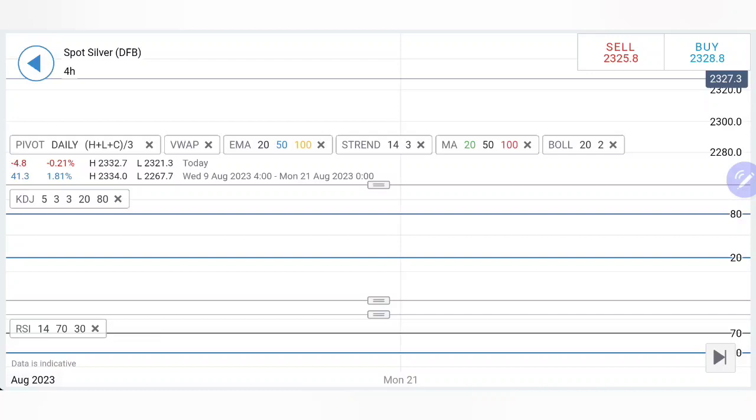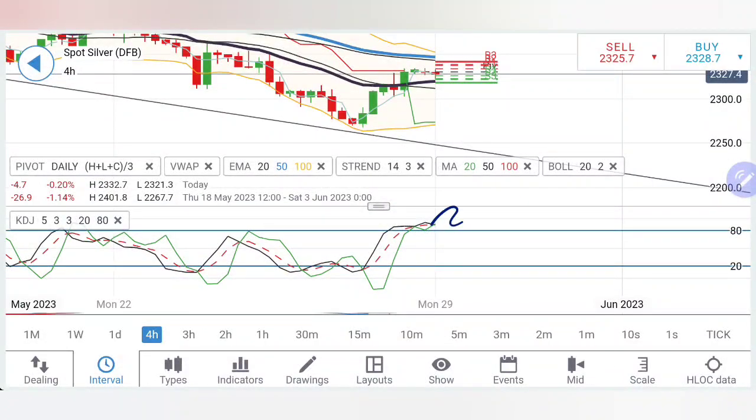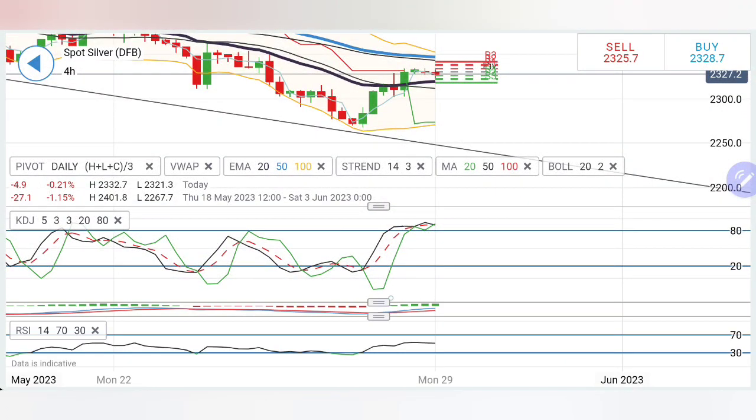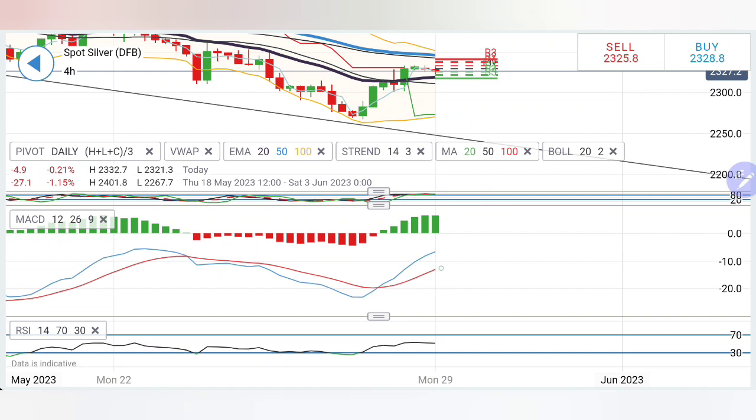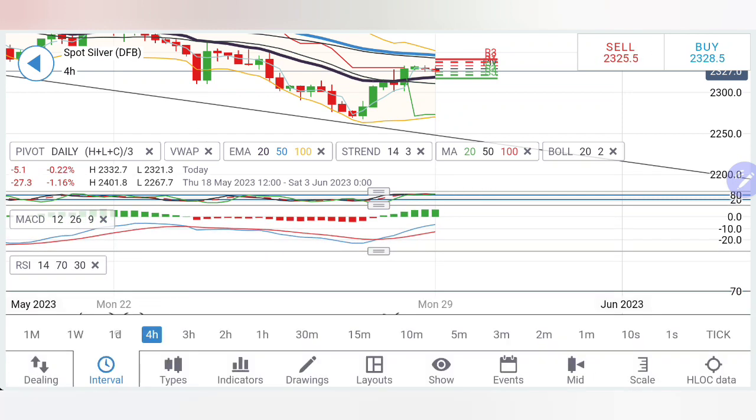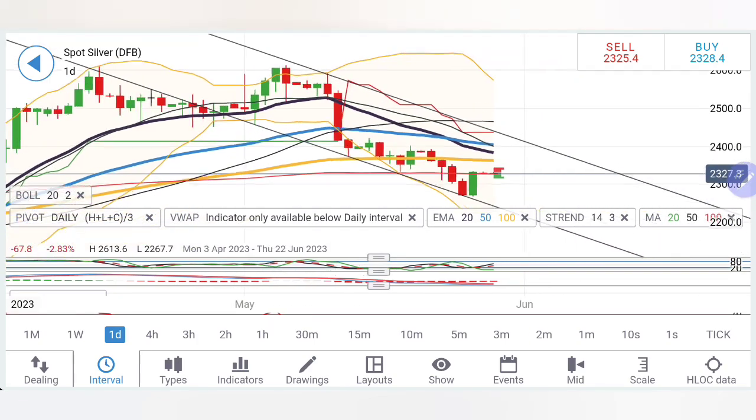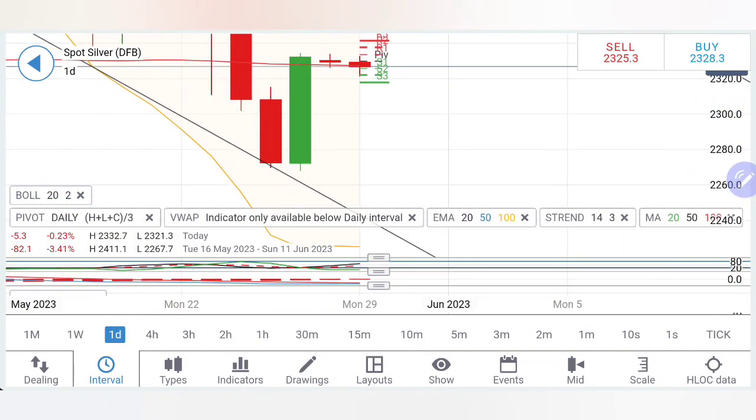On the 4-hour charts, the stochastic is extremely overbought, hence a couple of red candles cannot be denied. MACD has seen extreme divergence, it can potentially converge. RSI almost trading flat. And if you look at the daily charts, on the daily charts also, now look at the daily charts.